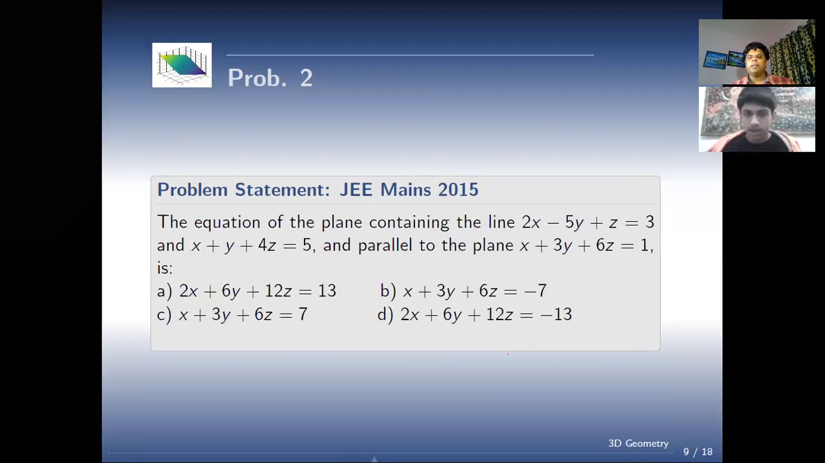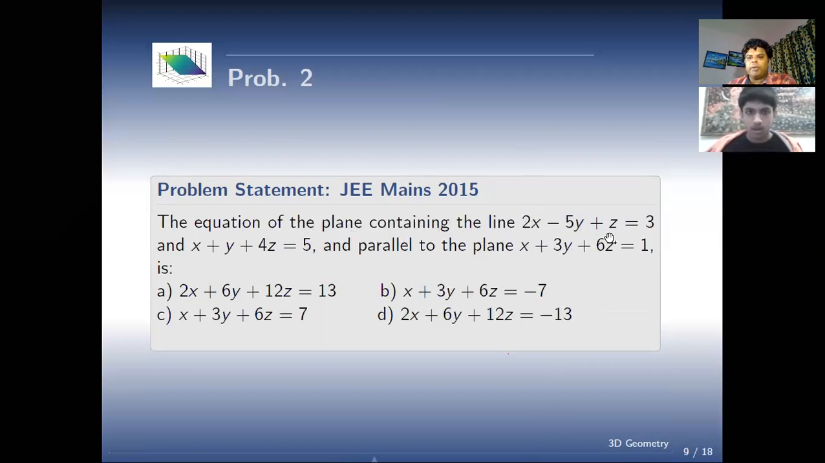I guess if the plane has to contain these two lines, that means the normal to the plane should be a common perpendicular for both the lines. Now, this is saying the equation of the plane containing the line, not the lines. It's saying there's one line.